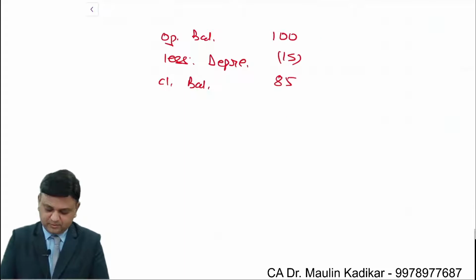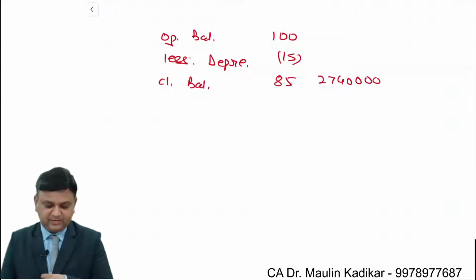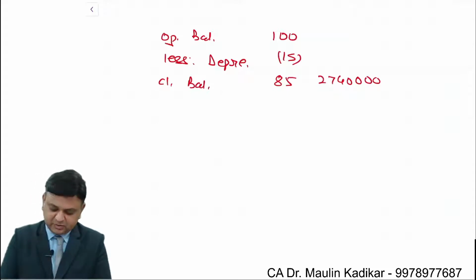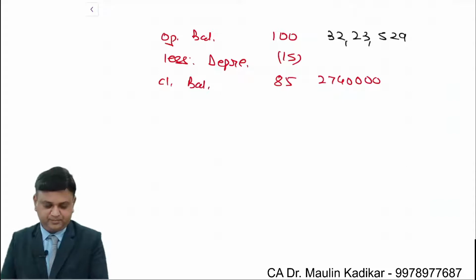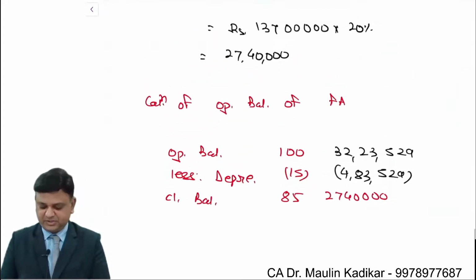So over here 27,40,000 divided by 85%, that comes to 32,23,529, and depreciation would be 4,83,529. That is the depreciation.